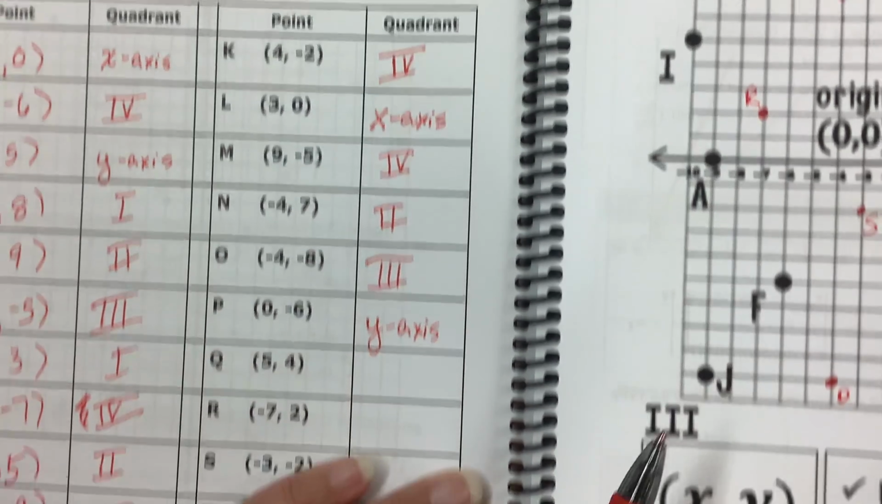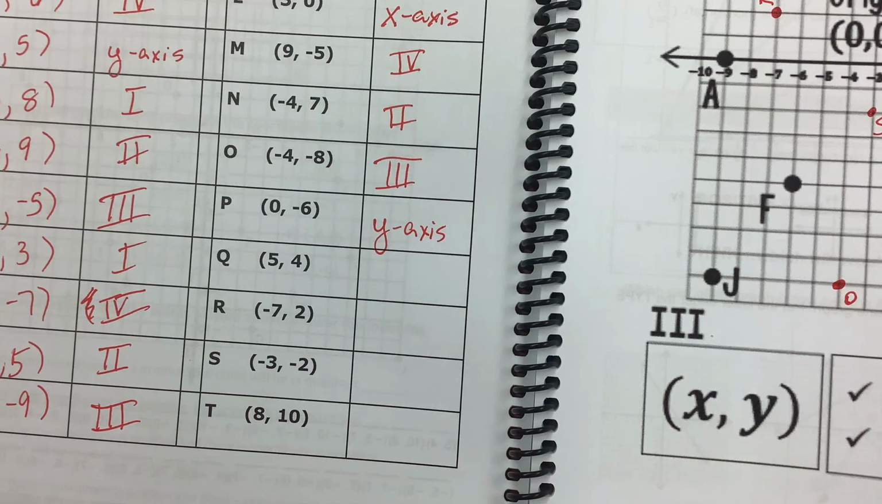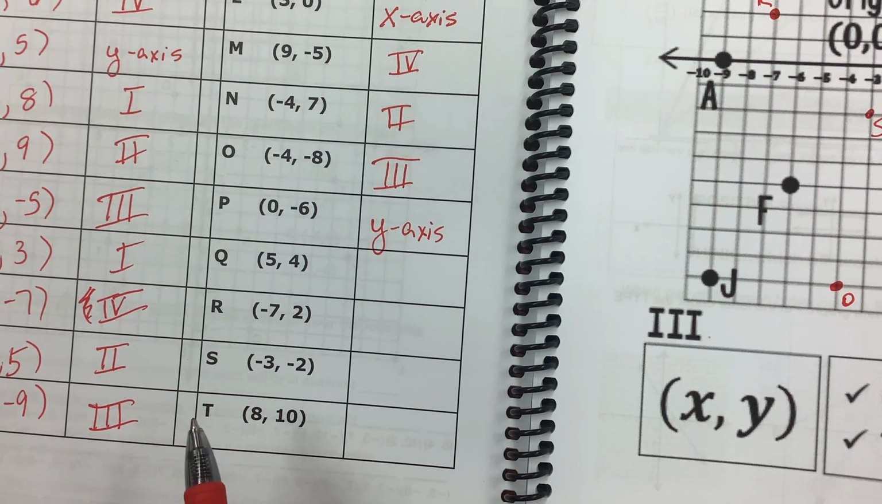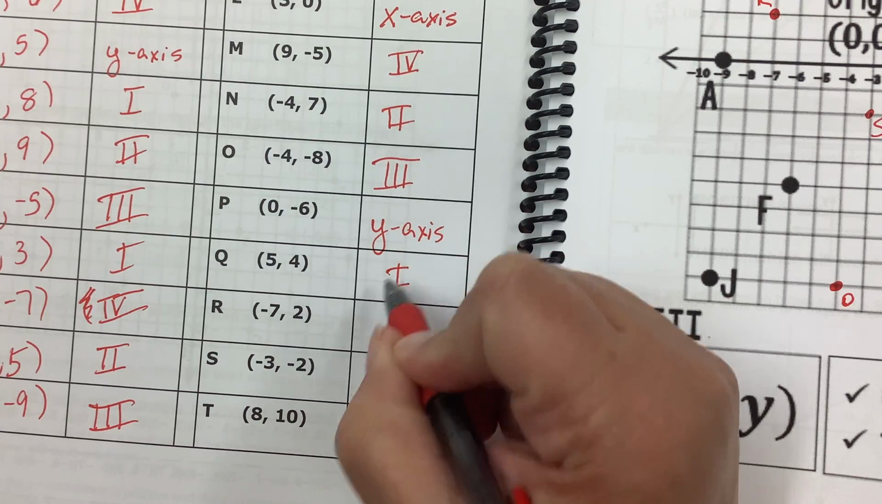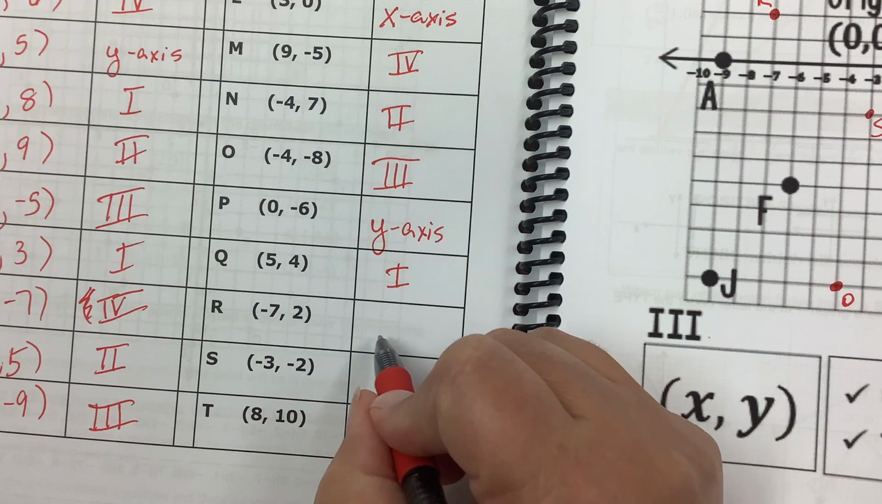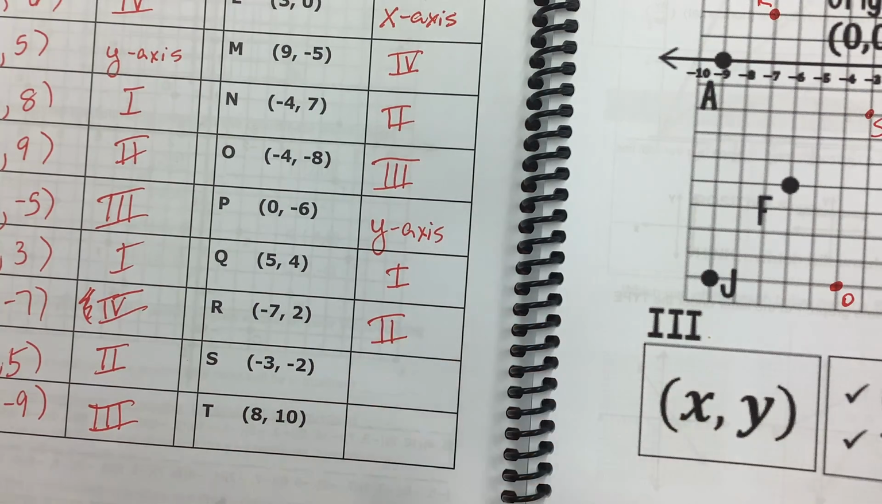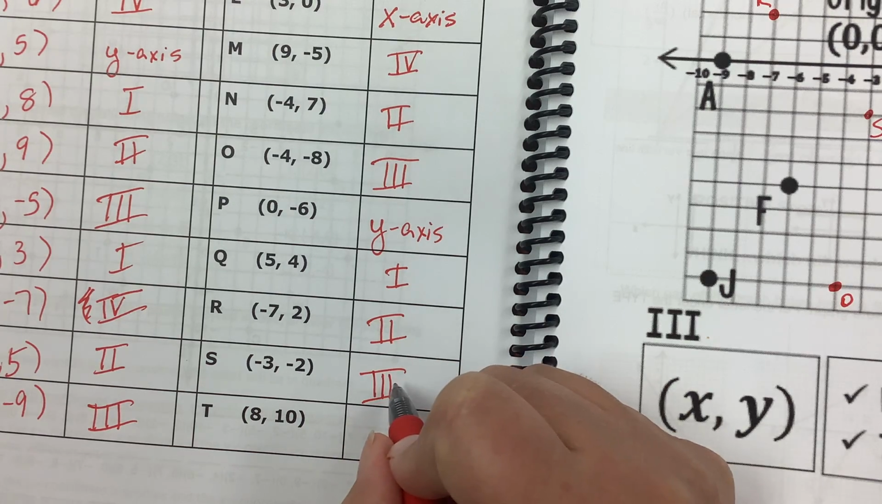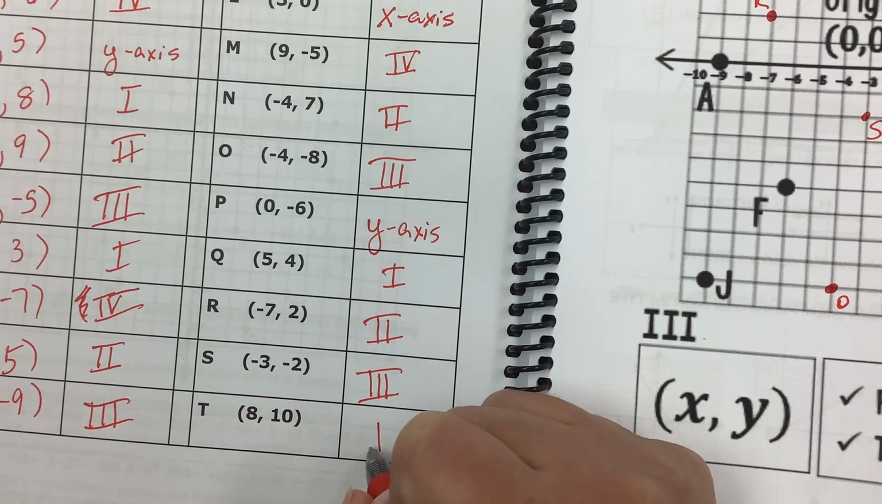And I'm moving up so you can see everything. Here we go. And letter Q is at 5, 4. That's in quadrant 1. -7, +2 is quadrant 2. -3, -2 is quadrant 3. And 8, 10, quadrant 1.